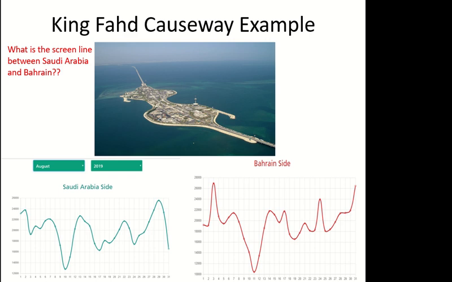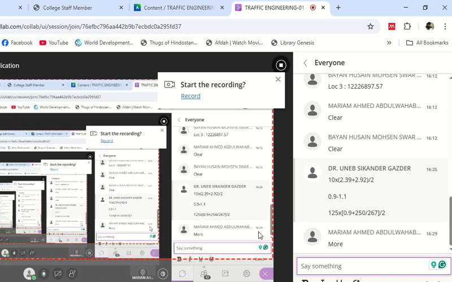Now we can have a screen line count, let's say between Khobar Dammam, Saudi and Bahrain. If I'm doing a screen line count between Khobar Dammam and Bahrain, these are my two areas. First area Khobar Dammam, Saudi. Second area Bahrain itself. Now there's a natural screen line between them.